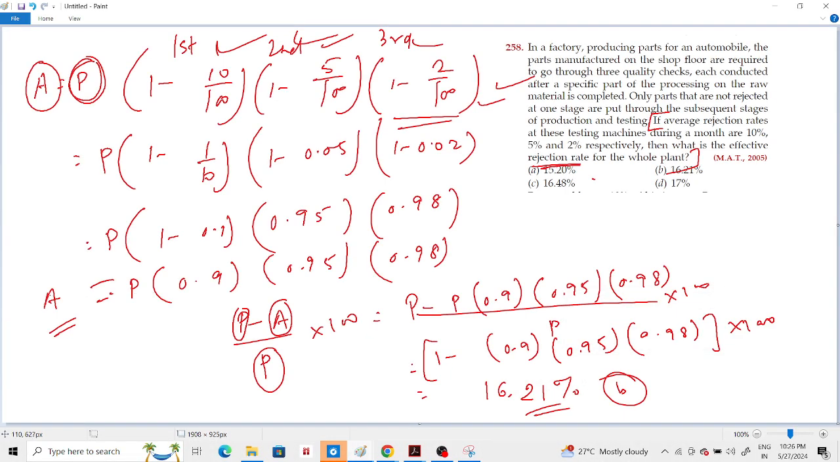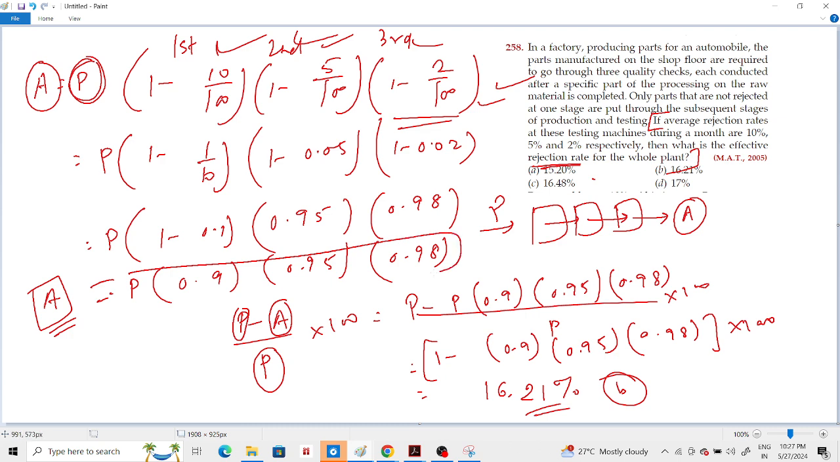Yes. So see, this A is what? A is the number of finally passed out product. So this is machine 1, machine 2, machine 3. So here I am passing P, out of which some got rejected and enter into the second one. Out of which some got rejected, enter into the third one. What is the final? I got A. So many percentages multiplied on P is the final A.